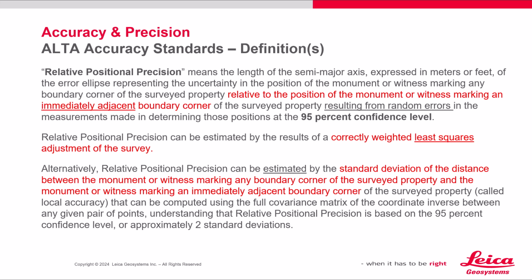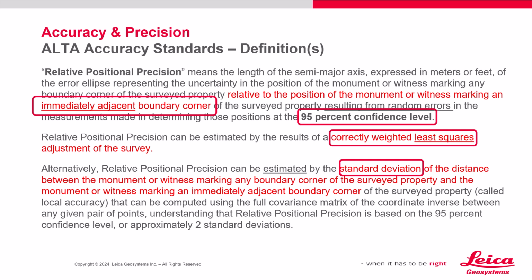Let's take a look at this. The relative position precision means the length of the semi-major axis, expressed in feet, of the error ellipse representing the uncertainty of the position of a monument or witness marking a boundary corner of the surveyed property. So it's relative to the position of the monument or witness marking an immediate adjacent boundary corner. And look, we'll see some familiar terms here. Standard deviation, 95% confidence level. And it says use least squares. It doesn't say use compass or Crandall's. It says use least squares.